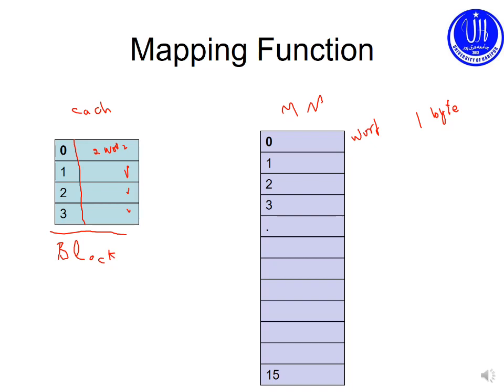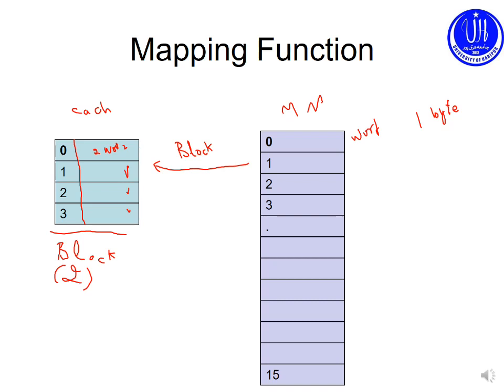From the basics of the cache, we have learned that the data movement from main memory to cache will be in blocks. Blocks means a chunk of words. How many words will be chunked to make a block depends upon the block size. So block size here is 2, the number of words in the cache lines.